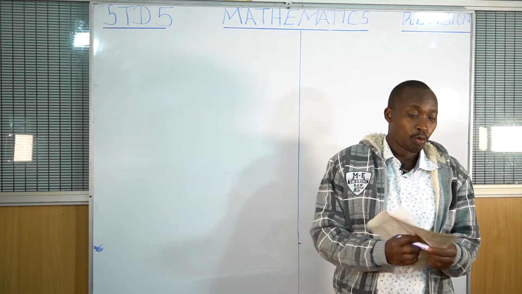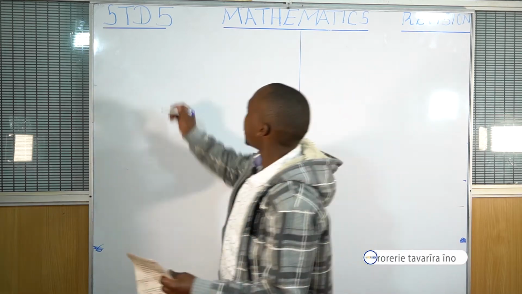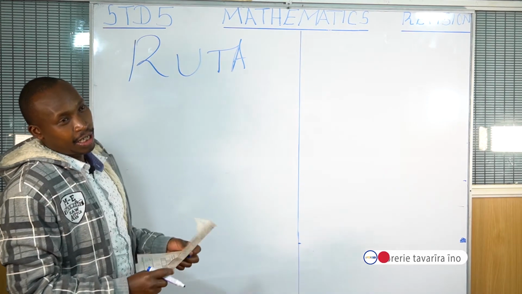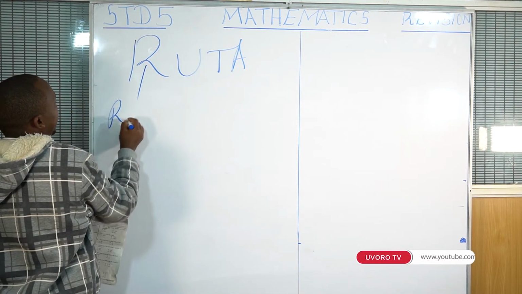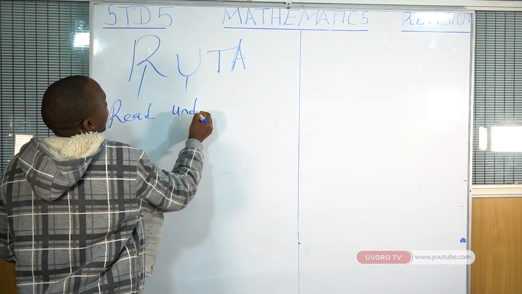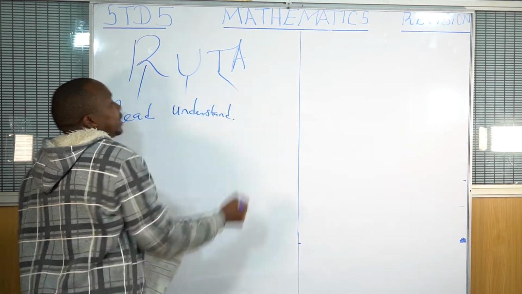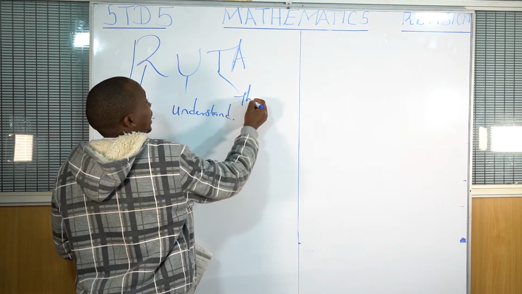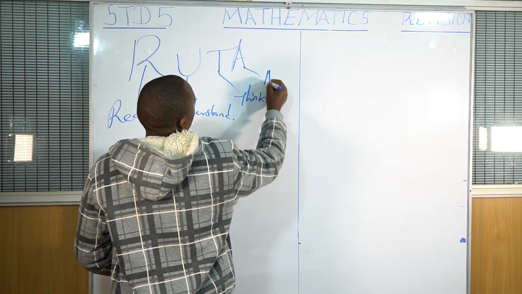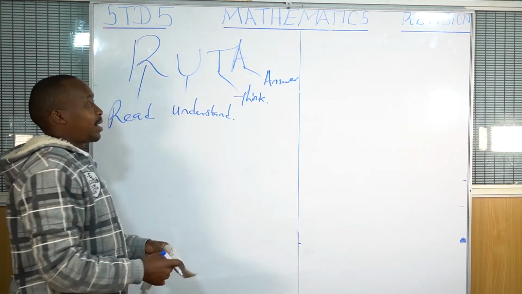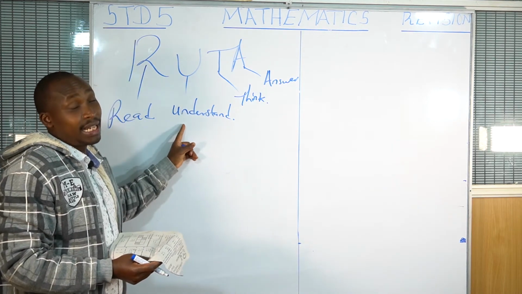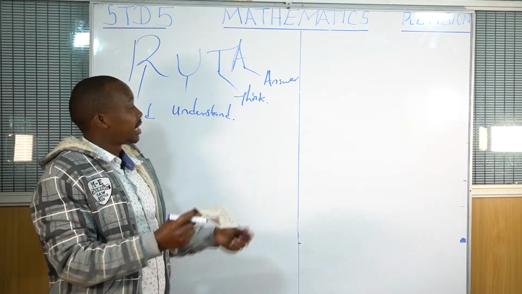We have a rule that governs mathematics, that is RUTA. R-U-T-A. R stands for reading, to read. U, class 5s, stands for understanding, that is to understand. T stands for thinking, that is to think. And A, class 5s, stands for the answer. So you cannot answer a question before reading it. You cannot answer a question without understanding. You cannot answer a question without thinking.